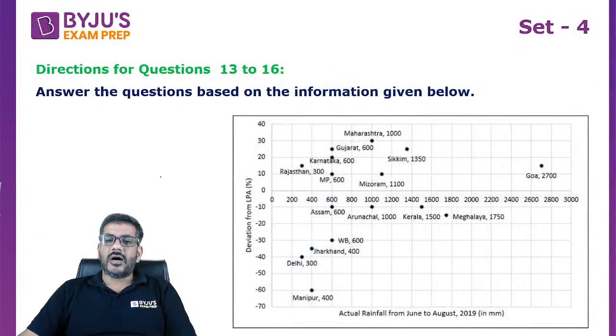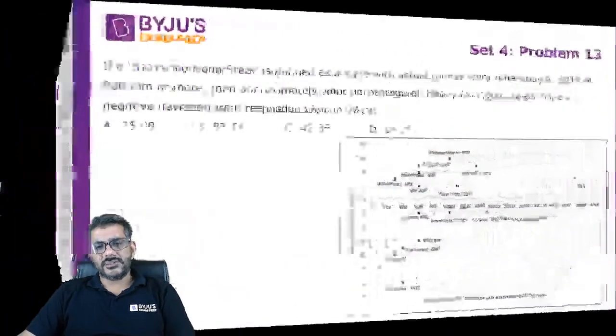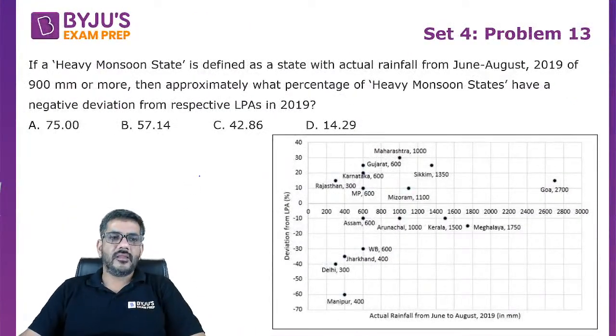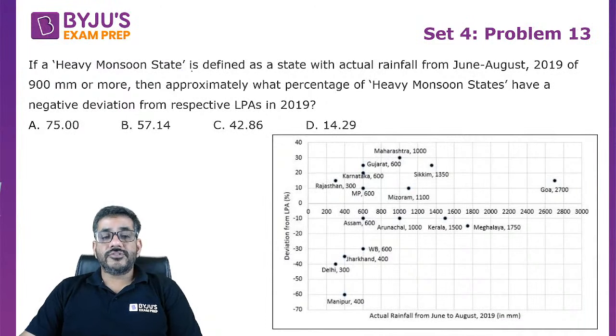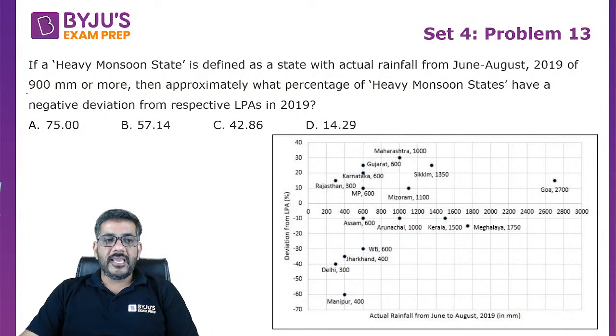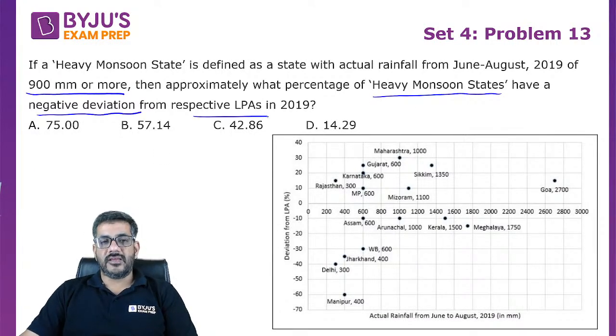Now, we have to answer the questions on the basis of this information. Let's have a look at the questions. If a heavy monsoon state is defined as a state with actual rainfall from June to August of 900 mm or more, then approximately what percentage of heavy monsoon states have a negative deviation from respective LPAs?